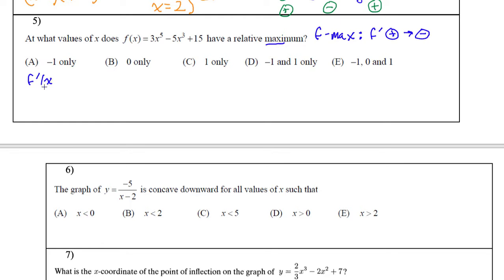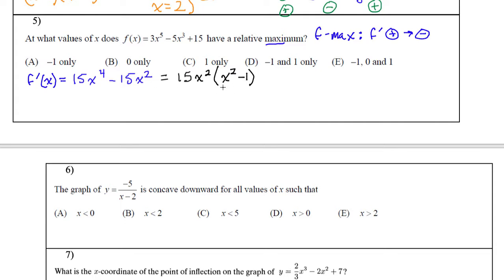F prime of x, the first derivative with respect to x, is 5 multiplied by 3, 15 x, it was a 5, minus 1, it turns into a 4. Minus 3 multiplied by 5 is 15 again, x to the power of, it was 3, subtract 1 and you get 2. And the derivative of a constant is always 0. Don't worry about it. So from here, we need to factor and then set this equal to 0. When I factor this, I can pull out a 15, obviously, for the coefficient. And I can pull out an x squared, because there's an x squared in both of these. So 15x squared. And when I pull that out, I'm left with x squared minus 1.